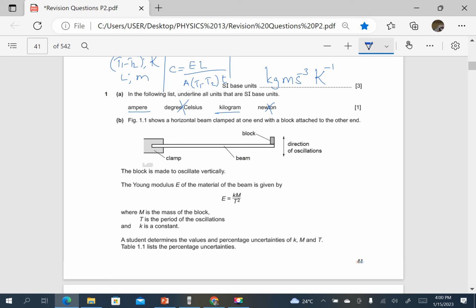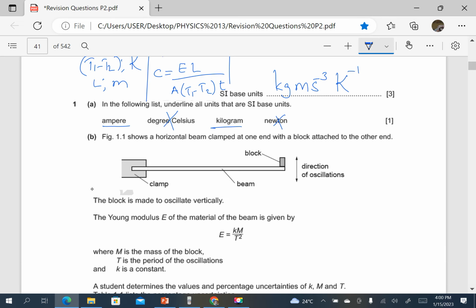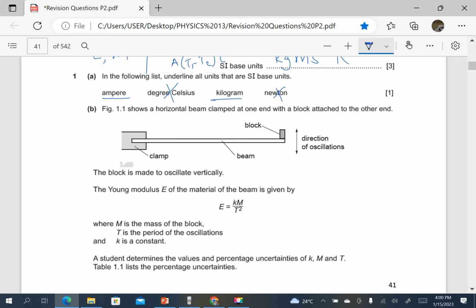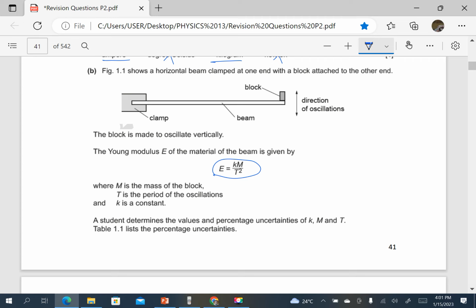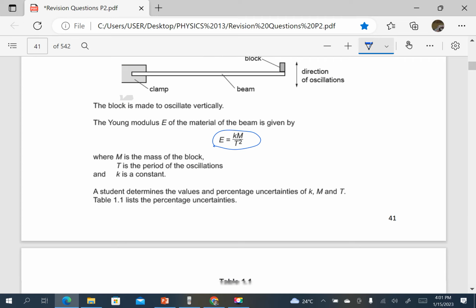The figure shows a horizontal beam clamped at one end with a block attached to the other end. The block is made to oscillate vertically. The angle modulus E is given by this expression here. M is the mass of the block, T is the period, and K is a constant.